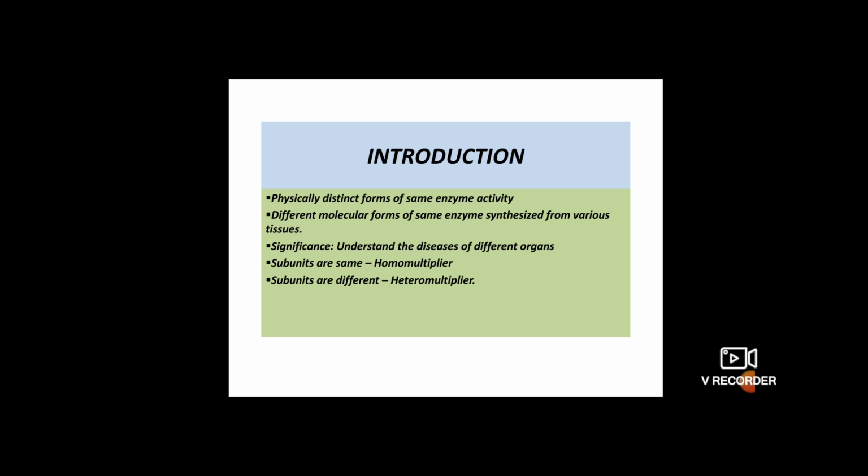And as isoenzymes have different subunits, if the subunits are the same, they are called homomultimers. If the subunits are different, they are called heteromultimers. Multimer means it has more than one unit, and hetero means different. Homo means all the subunits are the same. So the main purpose of the isoenzyme information we are going to see today is to understand the disease, and it is also helpful for the diagnosis of the disease.